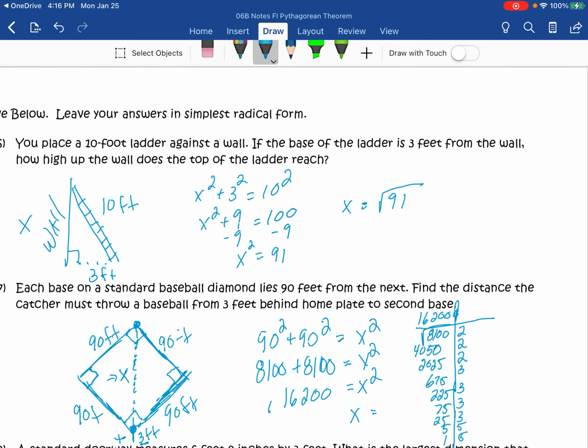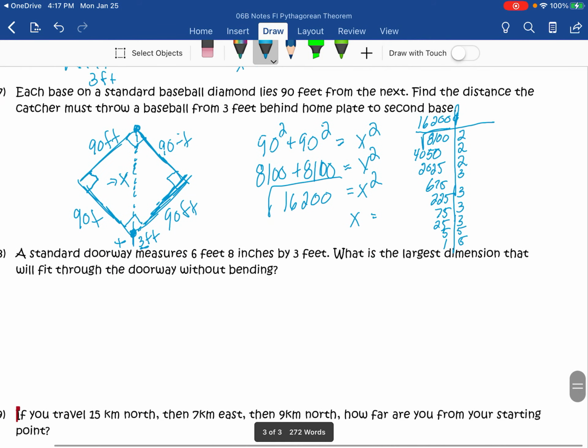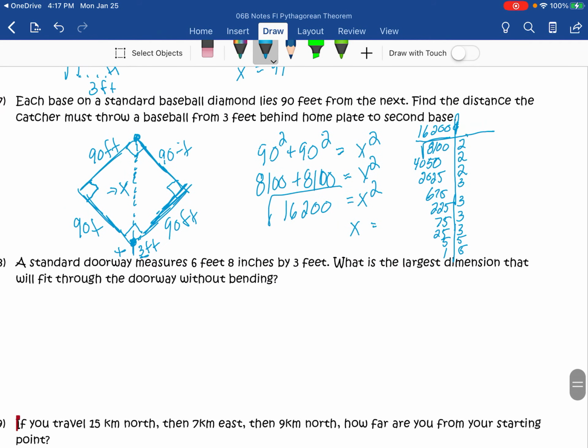So if we wanted to simplify 16,200, we have two 2's, so we have a 2, a 3, a 3, and a 5 on the outside. There's a radical 2 on the inside. So 2 times 3 times 3 times 5 is 90. So x is equal to 90 radical 2.